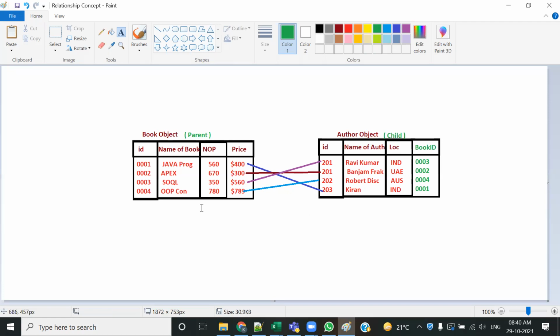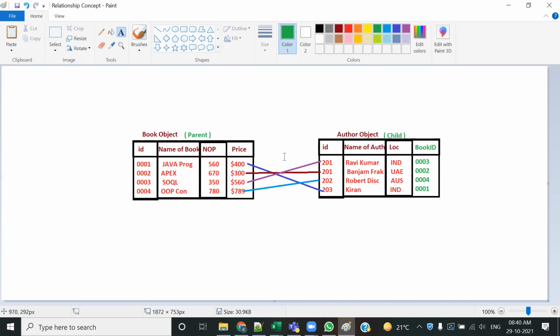Now inside the real time development, we always have a document on our side, which will tell you that you first of all create a book object, make it parent, and second, create an author object, make it child. When you are creating the book object, these are the fields inside the book object. These are the fields inside the author object. So now how to create a relationship?